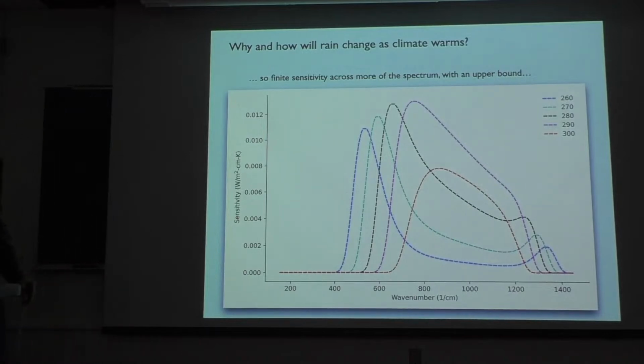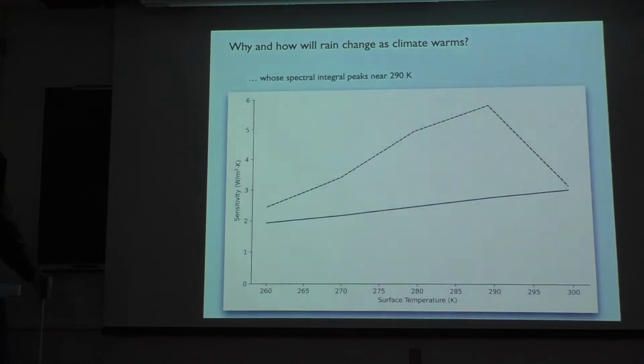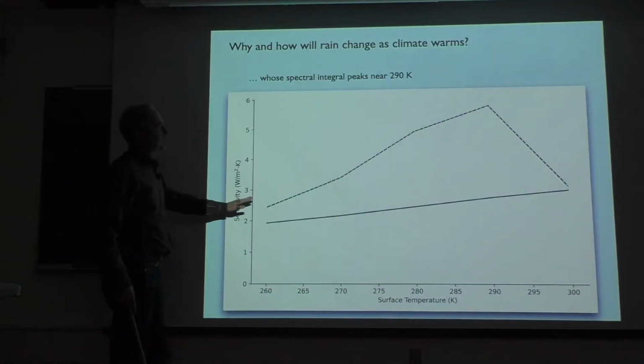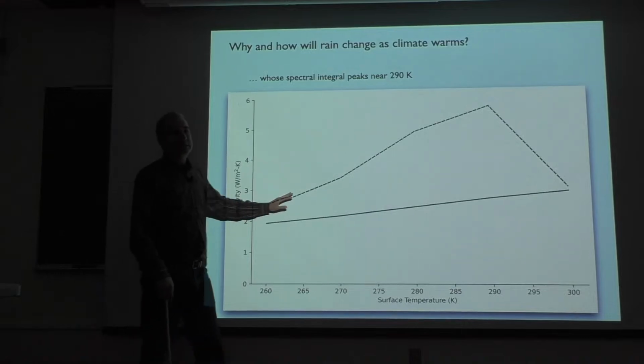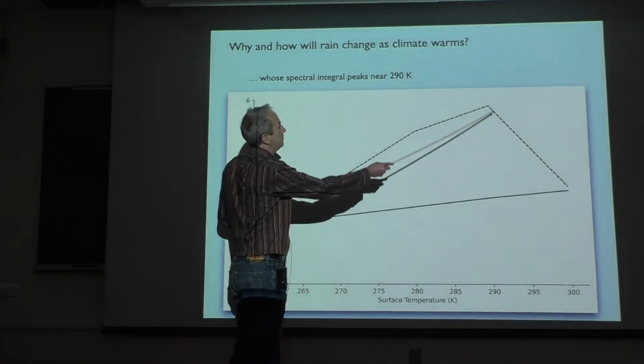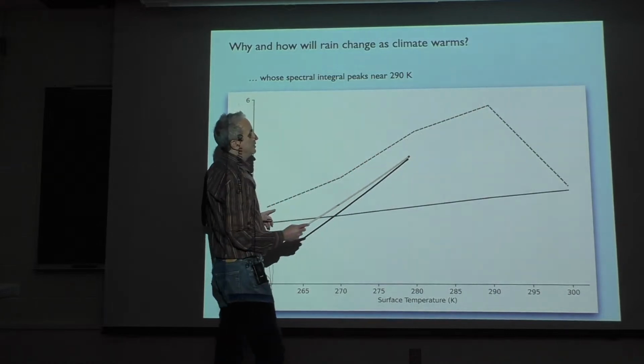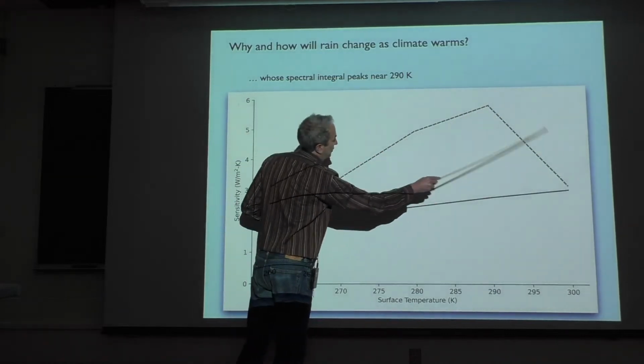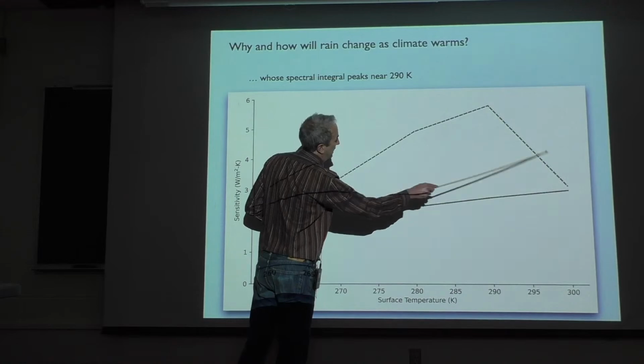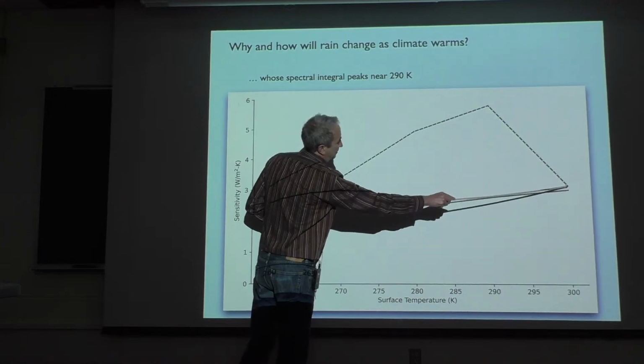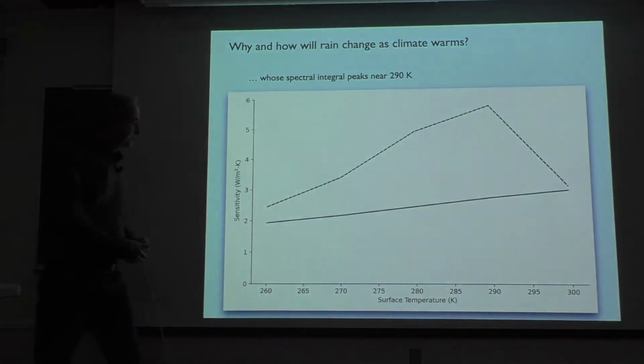And so that has these implications for the sensitivity. That it gets substantially larger, that this rate of increase with temperature gets substantially larger until the water vapor window gets opaque somewhere out here and falls off.